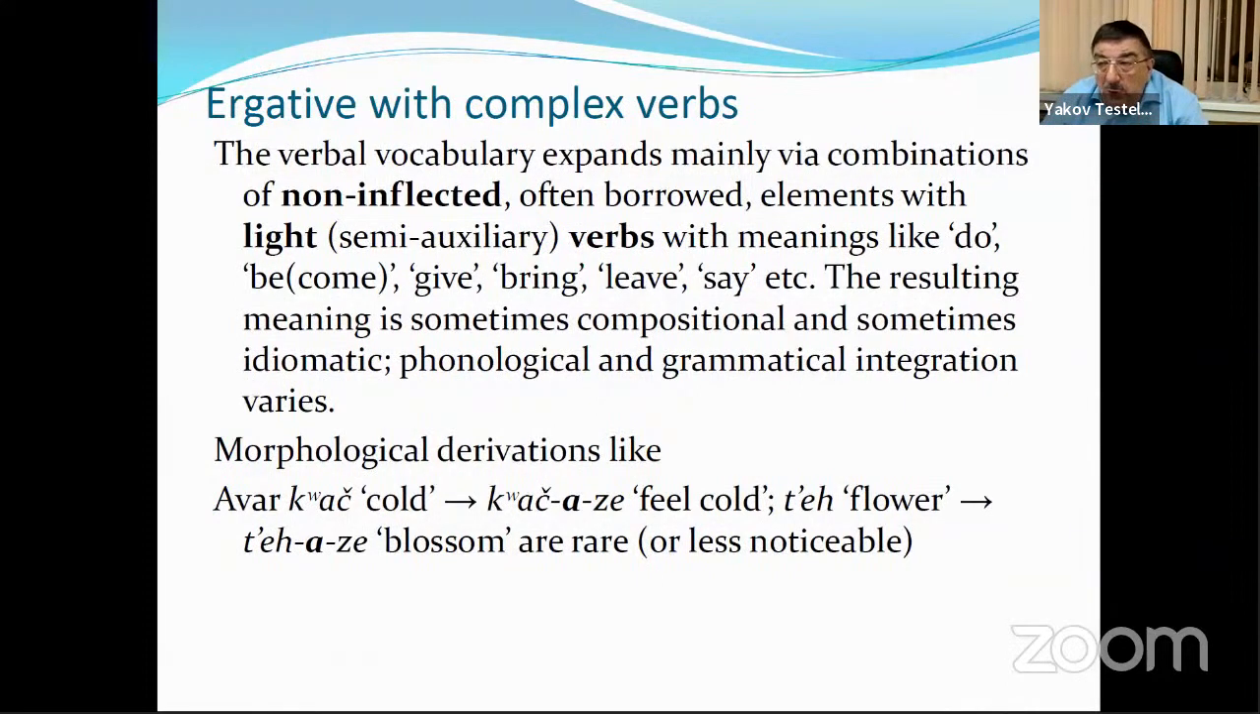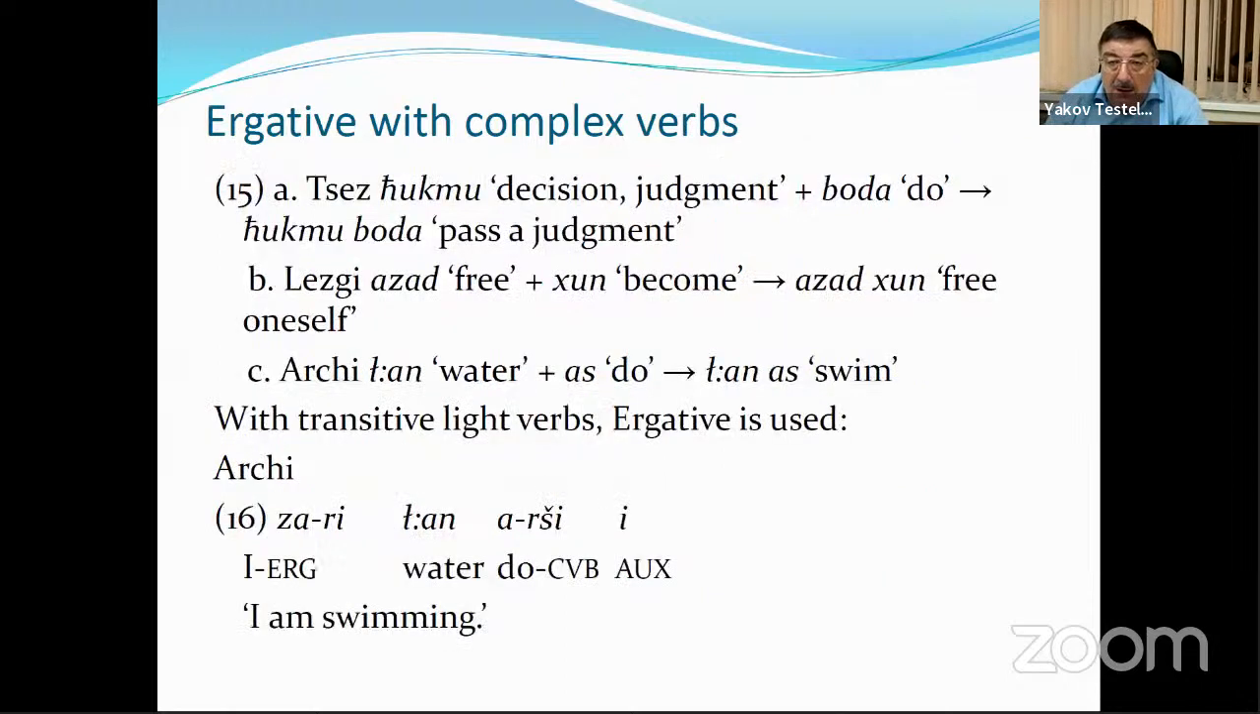Morphological derivations of new verbs from non-verbs occurs, but it is somehow less perspicuous than complex verbs are. So ergative with complex verbs, like 15 says: hukmu boda, decision judgment, do, passa judgment; lesgi azad hun, free become, free oneself; archi shan as, water do, swim, which is the idiomatic doing water meaning swimming. And the complex shan as behaves like an intransitive verb.